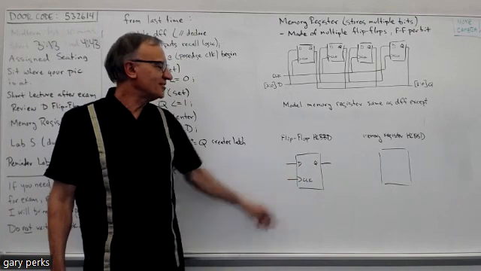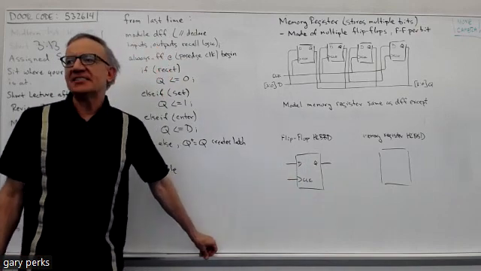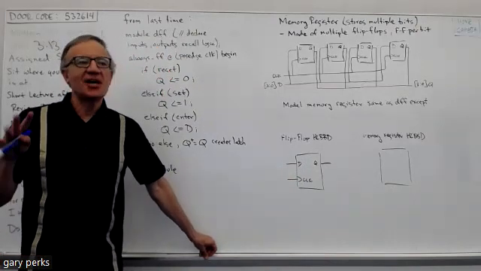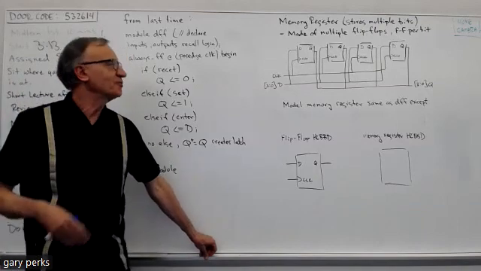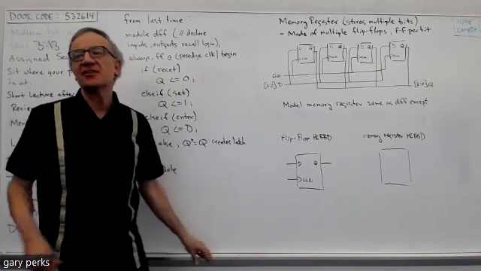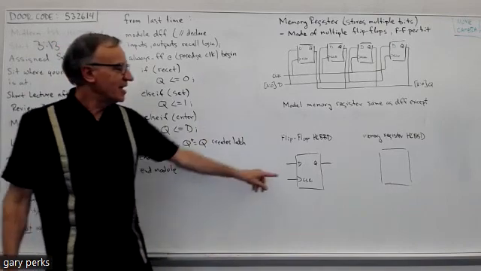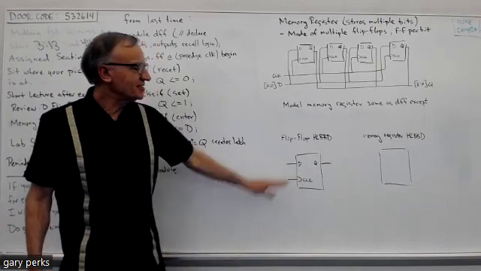But this little triangle just indicates edge sensitivity. Because remember, a flip-flop is a latch that's edge sensitive. Again, edge sensitive is referring to whether it's rising edge triggered or falling edge triggered. So anyway, that little triangle just means it's edge sensitive.